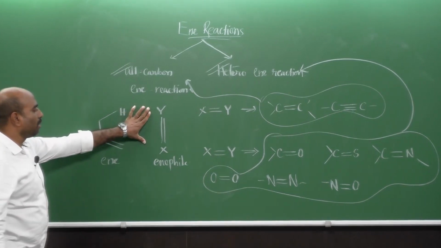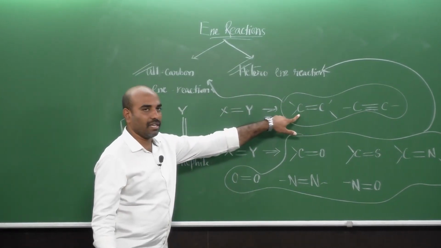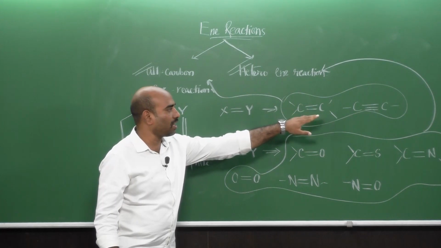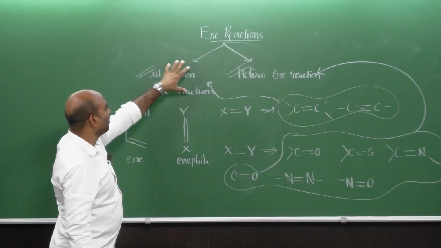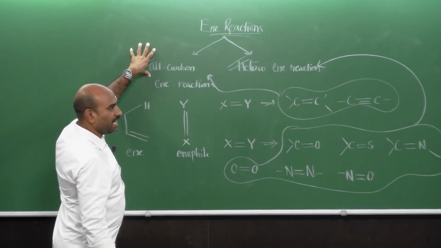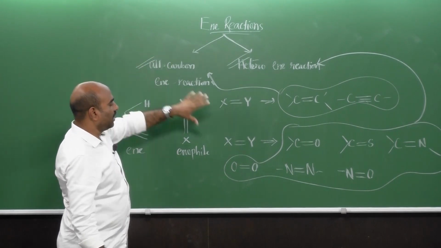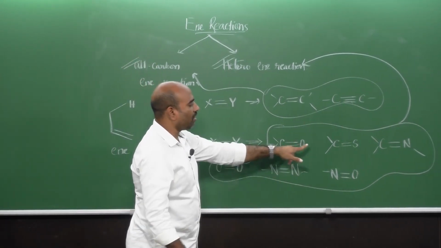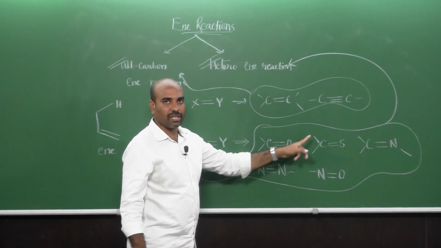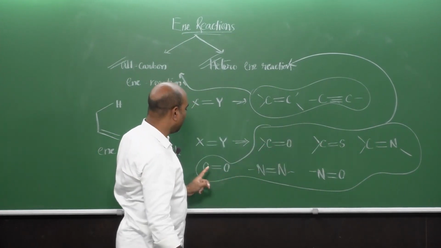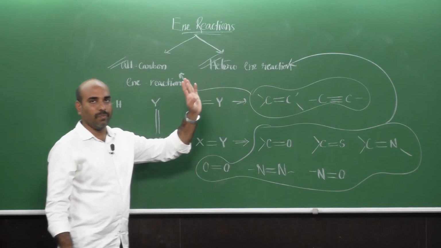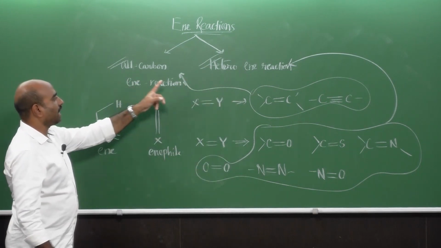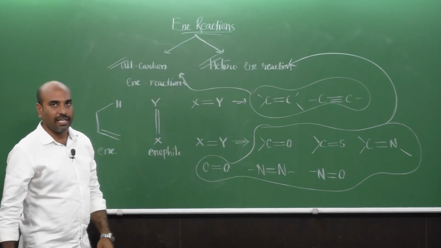So, if X double bond Y is simply a carbon-carbon double bond or carbon-carbon triple bond, then it should be classified as an all carbon ene reaction. If X double bond Y is one of these, C double bond O or C double bond S or C double bond N, OO or NN or NO, then it should be classified as a hetero-ene reaction.